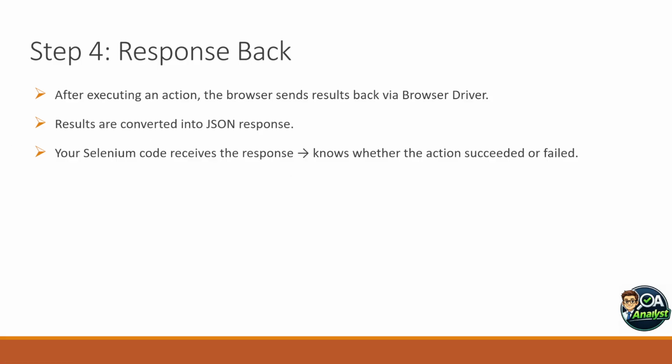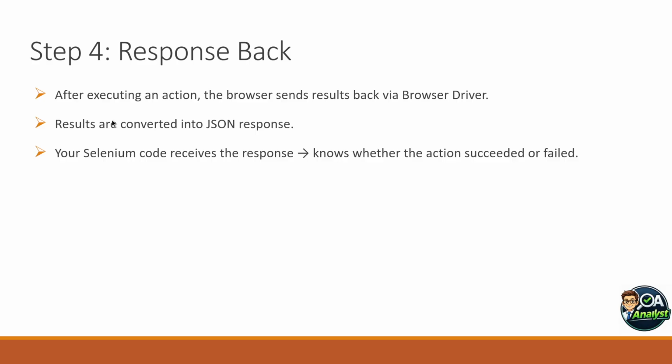And then next is the response back. Once the browser finishes the actions, it doesn't stop there. The browser driver collects the result, for example, whether the button click was successful or not, and sends that back as a JSON response to the Selenium client, that is, to our code. That's how your code knows whether the test passed, failed, or if something went wrong.